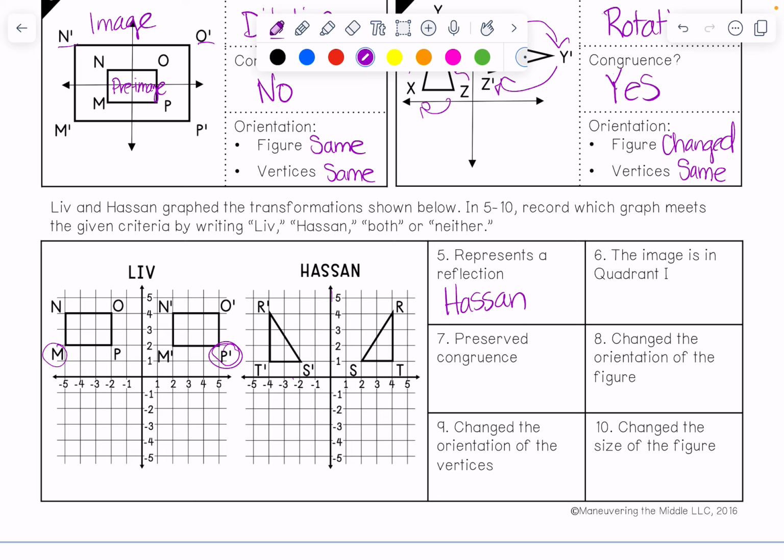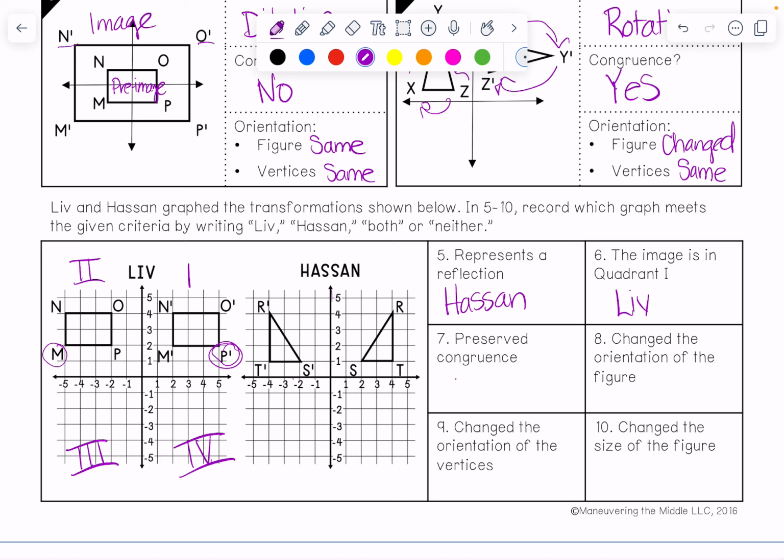Here, the image is in quadrant 1. So the image, remember, is the new figure. And so quadrant 1, that's going to be Liv. So quick review of our quadrants. Quadrant 1 is the upper right-hand corner, and then they're actually labeled counterclockwise. So 1, 2, 3, and 4. Preserved congruence.